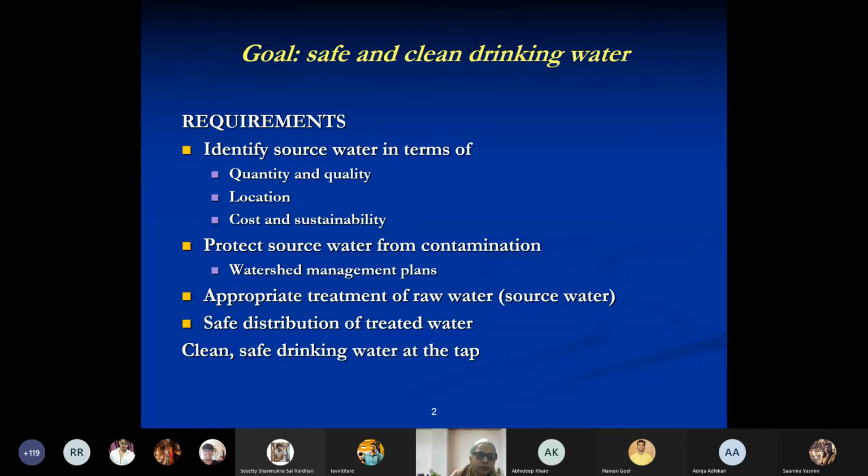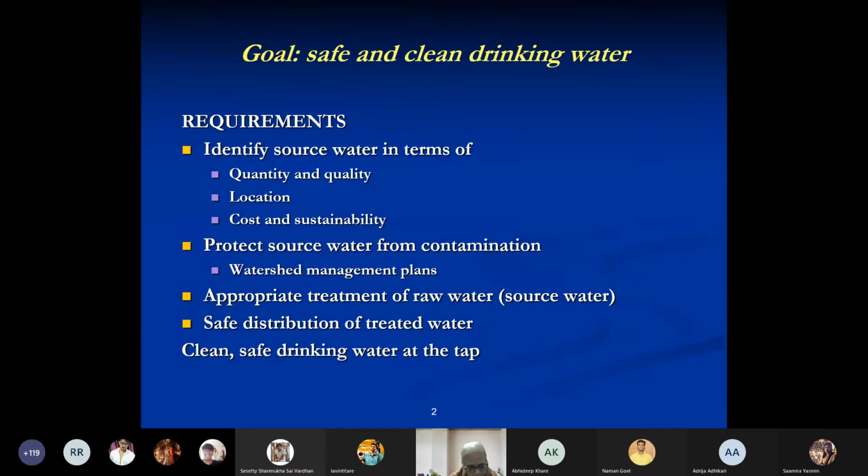So that's our first set of issues. Then we come to the second set of issues. Now, let's say I have a river, a lake, or a reservoir, which is the water resource for that particular location. What am I doing to protect it from contamination?